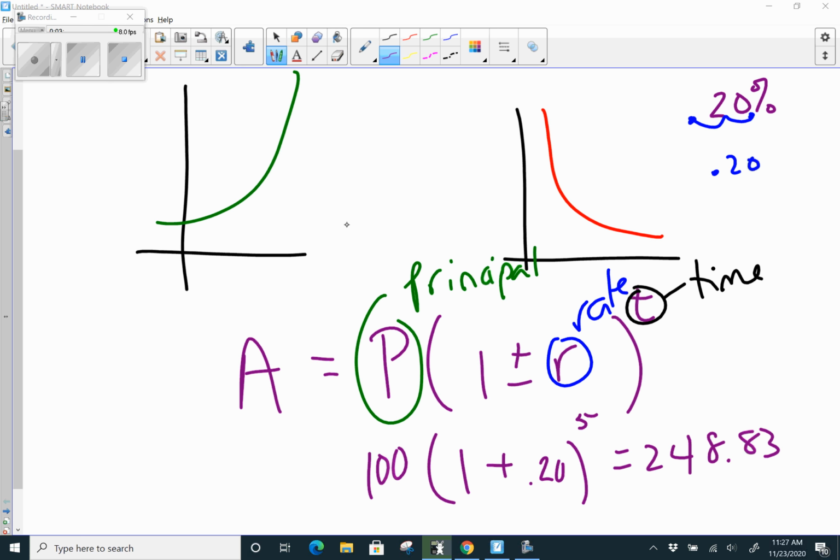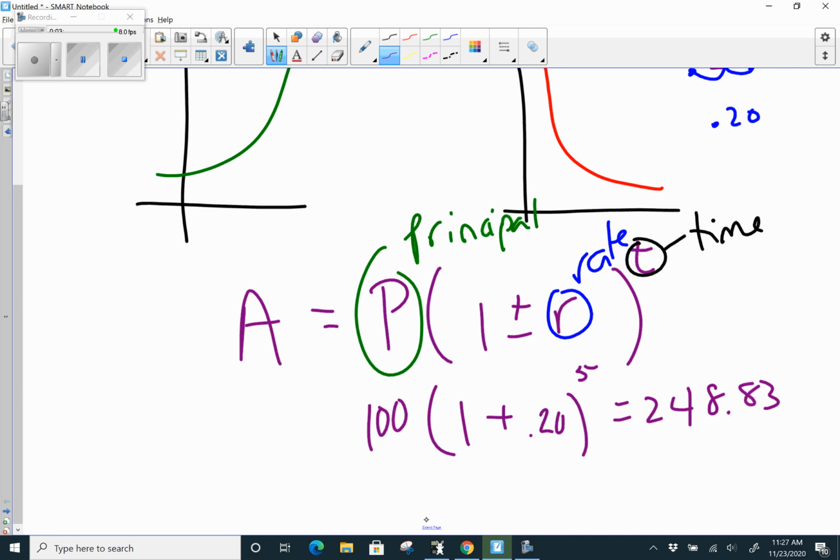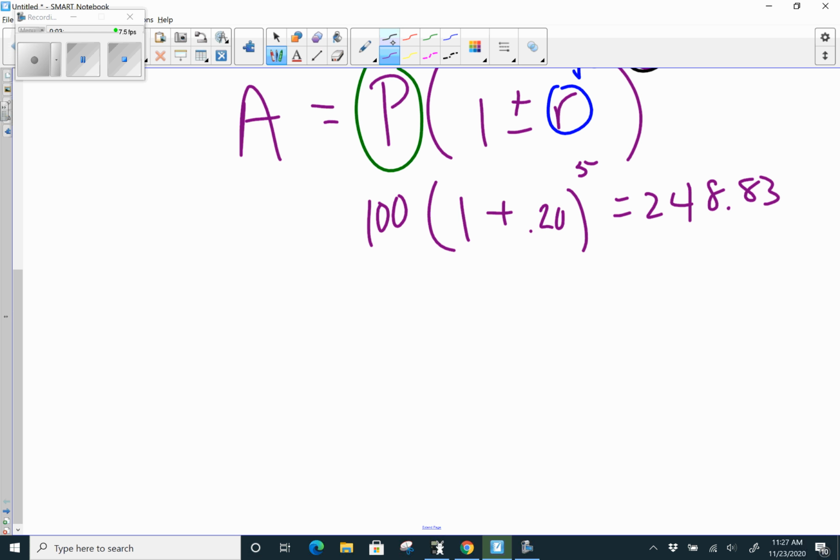If there is a decay, like some sort of recession, let's say, and I'm starting out with my $100, here's another example, right? So $100, and it is decaying at a 20% rate. Decaying means that the amount is going down 20%, so 0.20. And I want to see how much money it's going to be after 5 years.